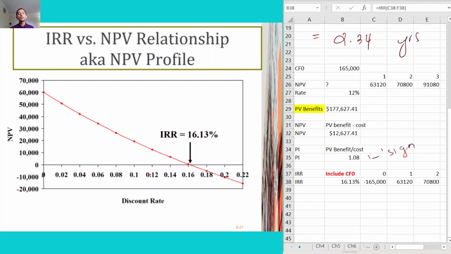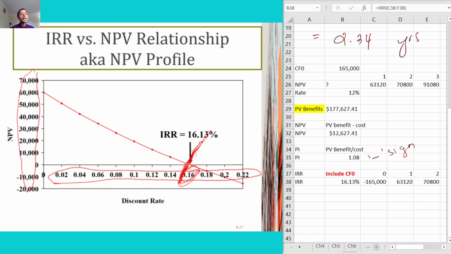So what does this mean? To understand what this 16.13% is, let's look at what we call the NPV profile. The relationship between IRR and NPV is given by the NPV profile. So this part is our IRR. How do we know this part is IRR? Because at IRR your NPV is 0. The y-axis is NPV, the x-axis is the discount rate. The definition of IRR is where NPV is 0. So at 16%, close to 16%, our NPV is 0. Okay, so that's the idea.